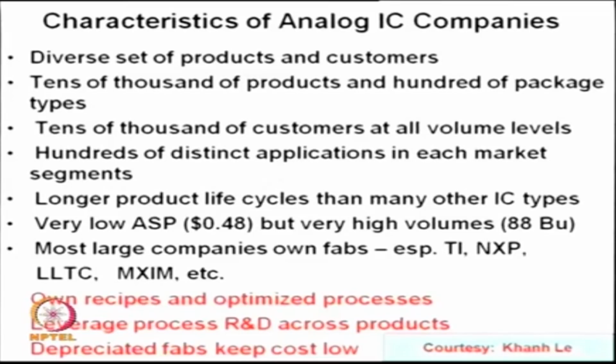The biggest advantage they hold is this: own recipes, that is, they have own processes optimized for their own products, and they leverage their process R&D across the products. Like Intel does not give its fab to anyone, Intel manufactures its own microprocessors. Why? Because if they do so, then only they can leverage that their processor is better.